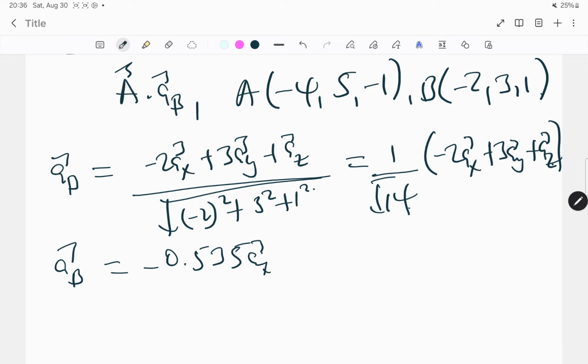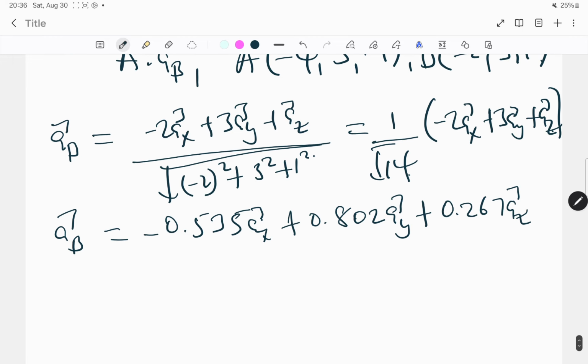Then we take this one, 3 divided by root 14, plus 0.802 along the y-axis, then plus 1 divided by square root 14. That will give us 0.267 along the z-axis. So I have this.